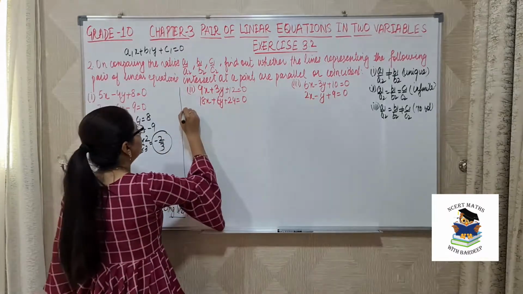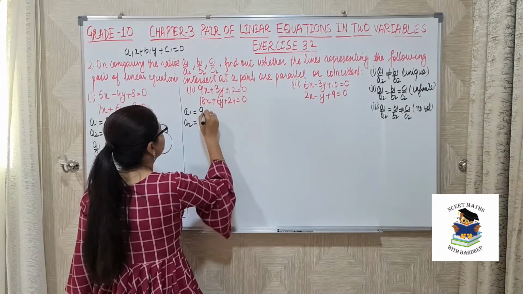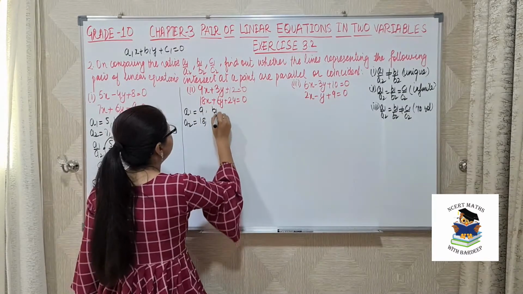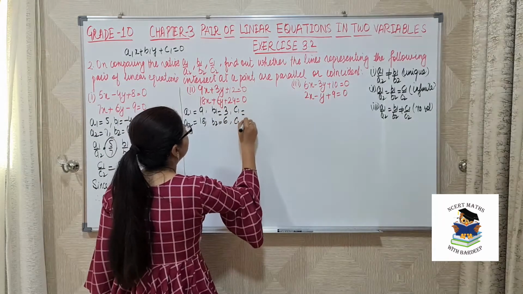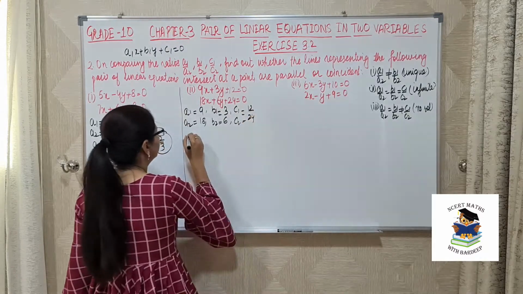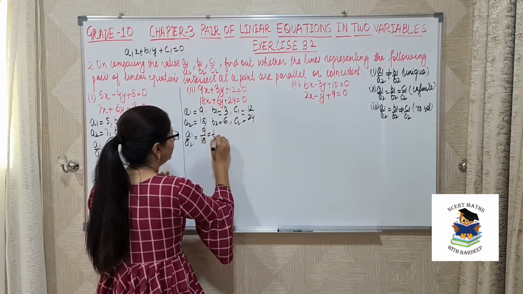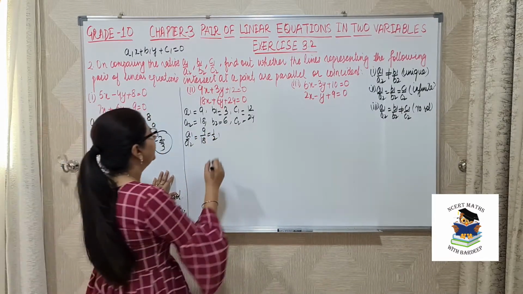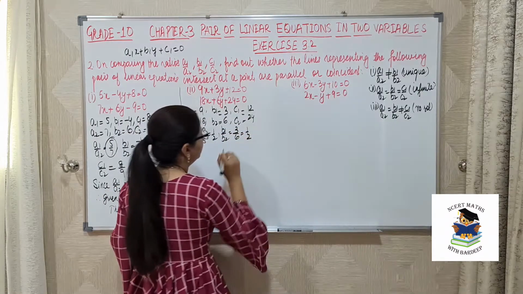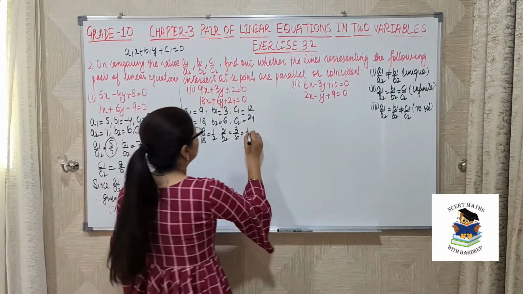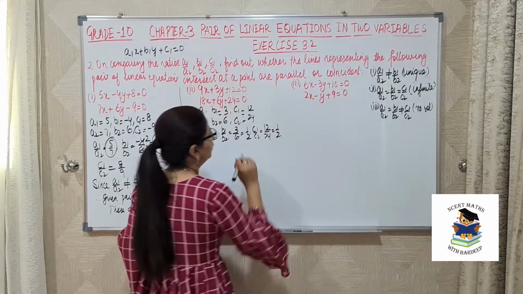So let's see the second question. Again, first find the values of a1, a2. This is 9 and 18. b1, b2. This is 3 and 6. c1 and c2 as 12 and 24. So let's find a1 by a2. This is 9 by 18, that is 1 by 2. Then b1 by b2, 3 by 6, 1 by 2. Right. So c1 by c2 is 12 over 24. This is also 1 by 2.